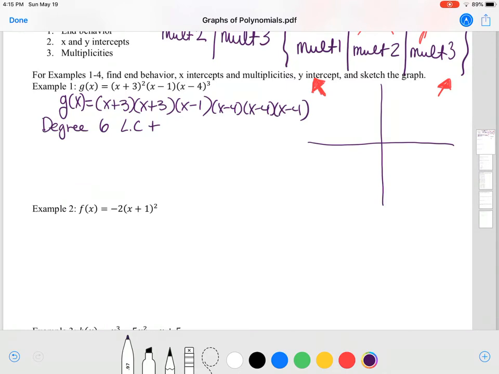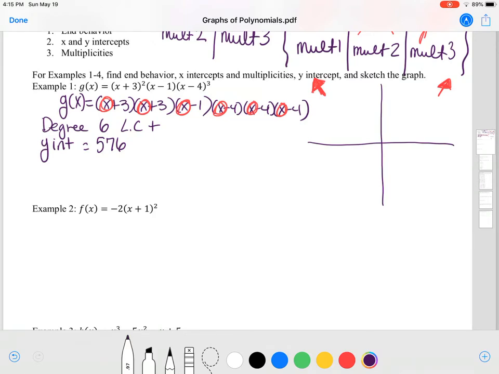Well, to find the y-intercept, that's the value of y when x is 0. So I would put in 0 for all of these x's, and then I would find the value of y. So I would have 0 plus 3, which is 3, times 0 plus 3, which is 3. And I would go through and multiply that all out. So I would have 3 times negative 1 times negative 4 times negative 4 times negative 4. And when you multiply all of that out on your calculator, you're going to see that you have a y-intercept of 576, which means it's going to jump up there pretty far.